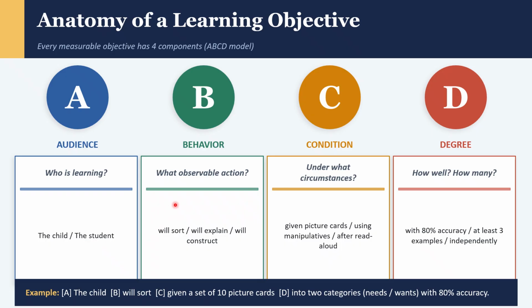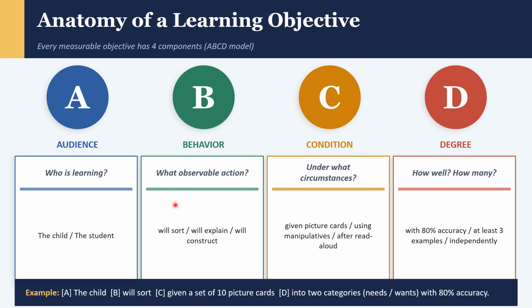The behavior is what observable action the child will do to demonstrate that they've learned. When you see the behavior here, it's not a classroom management behavior, like the child will share or be patient or take turns. You're going to go directly to Bloom's taxonomy and select a measurable verb that will indicate what the child should be able to do at the end of the lesson.